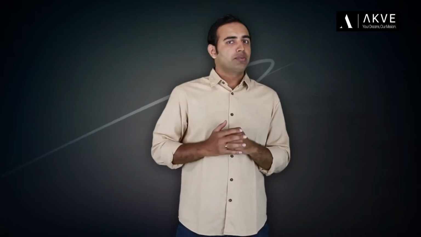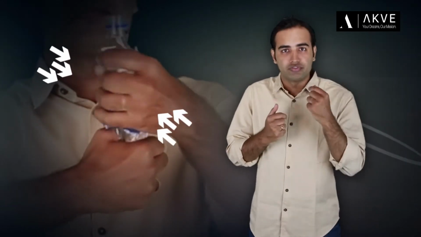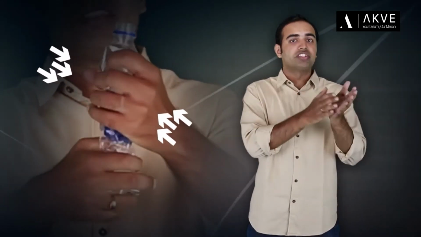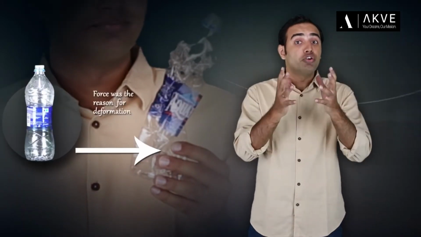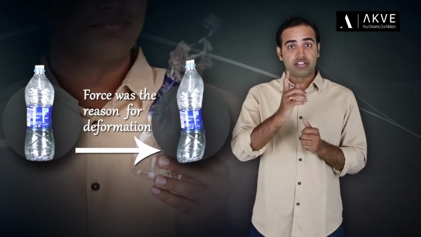So let's go back to our plastic bottle once again. Now here you can see that because we held the bottle in our hands and we compressed it, we basically applied a force on the bottle's body, which ended up deforming its shape. So in this particular case, force was the reason for the deformation in the bottle.